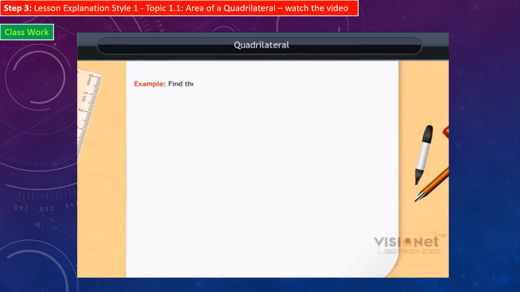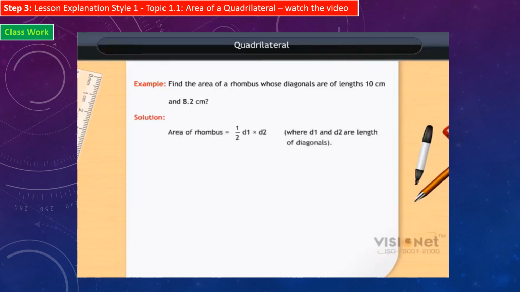Find the area of a rhombus whose diagonals are of lengths 10 cm and 8.2 cm. By using the formula, area of quadrilateral is equal to 1/2 into d1 into d2, and substituting all values, we get area of rhombus is equal to 41 cm square.